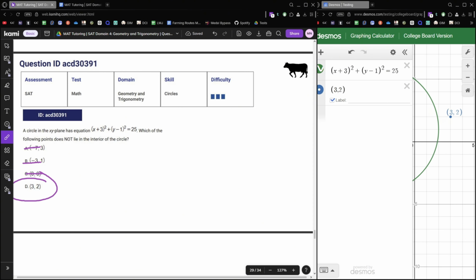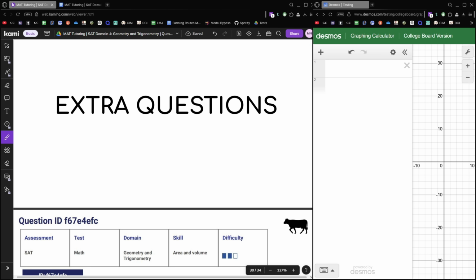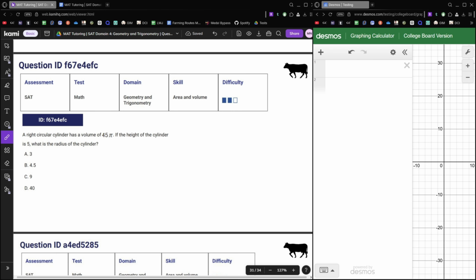Now these are some extra questions that I included at the end in case we had extra time at tutorials. Since this is online, I'll be going through them as well. Let's get started with slide number 31. They give us the volume of a right circular cylinder, and they also give us the height. Now they want us to find the radius.